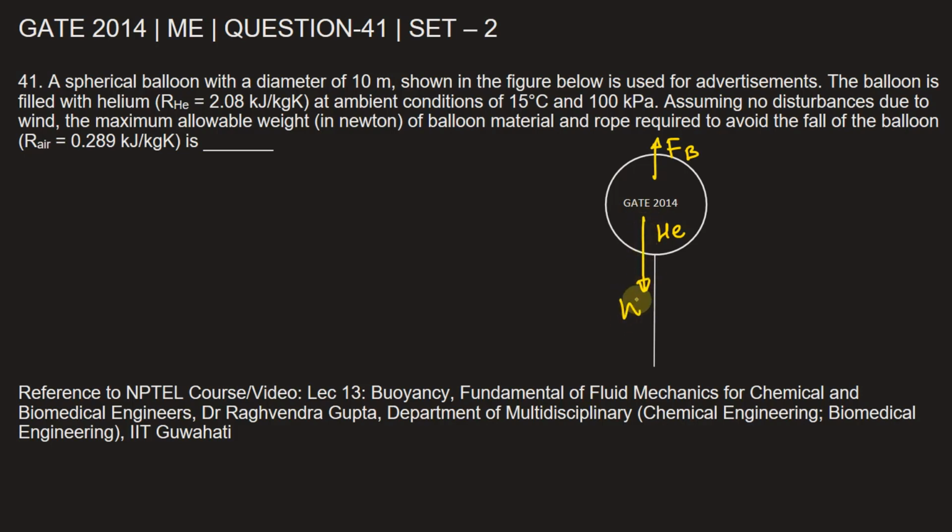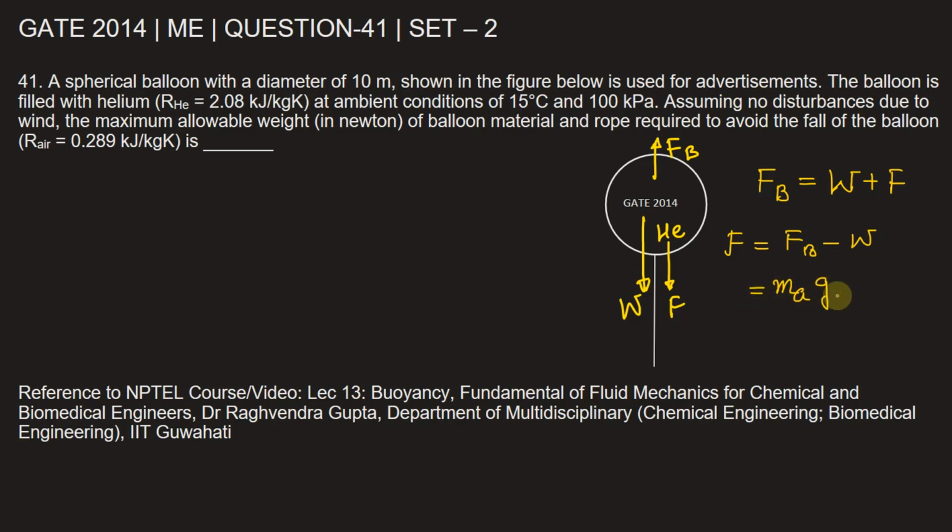So let's write W for the weight of helium, and let's write F for the maximum allowable weight of the balloon material and the rope required to avoid the fall of the balloon. Now since this balloon is in equilibrium, we can write FB must be equal to W plus F. And we need to find the value of F, so F will be equal to FB minus W.